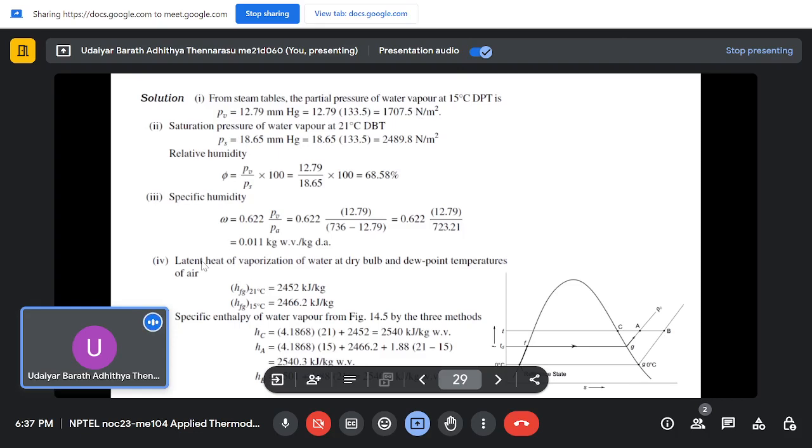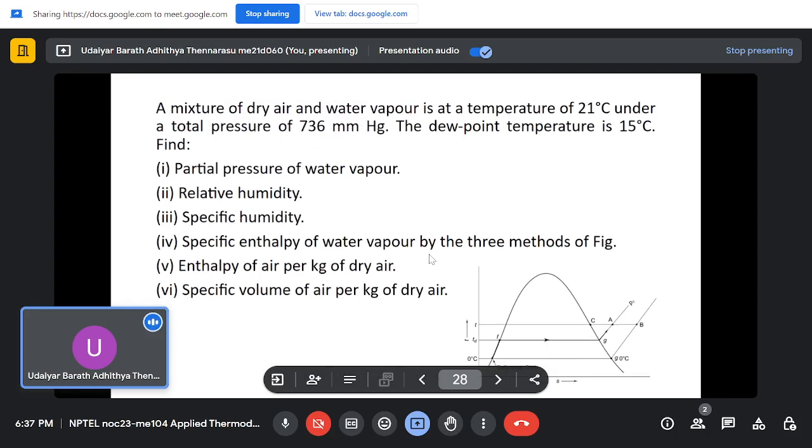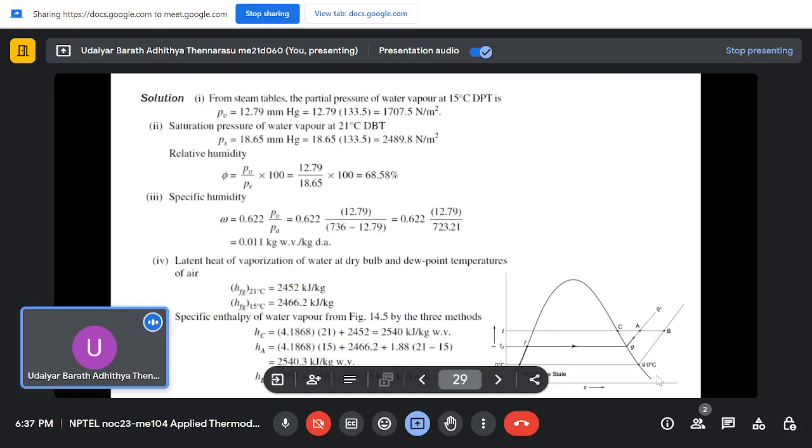So the next is to find out the latent heat of vaporization. You need to find out the specific enthalpy of water vapor by 3 methods: C, A, and B. So initially, we'll find out the latent heats at 15 degrees Celsius, which is the dew point temperature, and at room temperature, so at 21 degrees Celsius. So they are 2466.2 and 2452 kilojoule per kg.